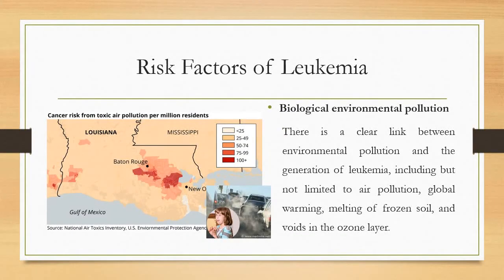The second risk factor of leukemia is biological environmental pollution. In recent years, there have been many reports that pollution of interior decoration, furniture, and toys is a major cause of the increase in the incidence of leukemia in urban children. There's a clear link between environmental pollution and the generation of leukemia, including but not limited to air pollution, global warming, melting of frozen soil, and the voids in the ozone layer.